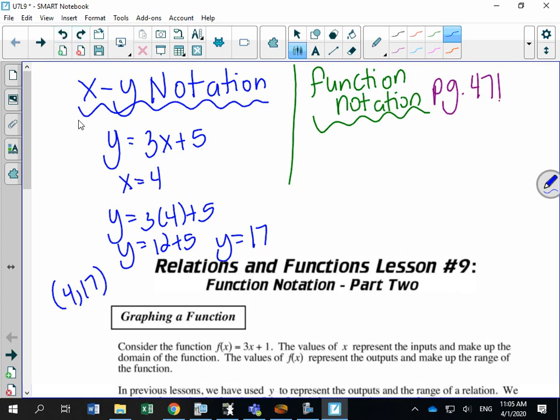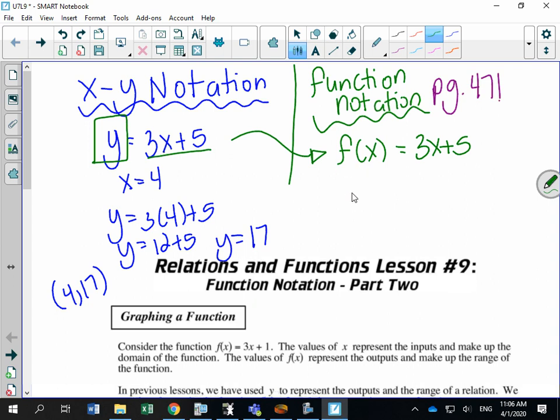In lesson 8, I said that generally we don't write it in XY notation. We would rewrite this in what is called function notation. And mathematicians just much prefer function notation. And in Math 30-1, the entire course is done in function notation. So in function notation, we simply take out this y and we replace it with f of x. And then we would say f of x is equal to 3x plus 5. So this just tells me that we're dealing with a function. And remember, all functions pass a vertical line test. And all functions are also relations.